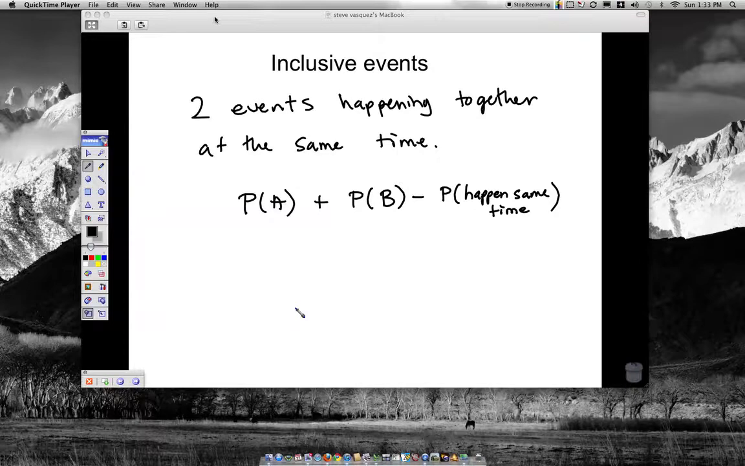So the first time is just how many times does it happen. The second time is how many times does it happen. The third one that you're subtracting away is if A and B overlap each other and they happen at the same time. So let's take a look at an example where this might occur.